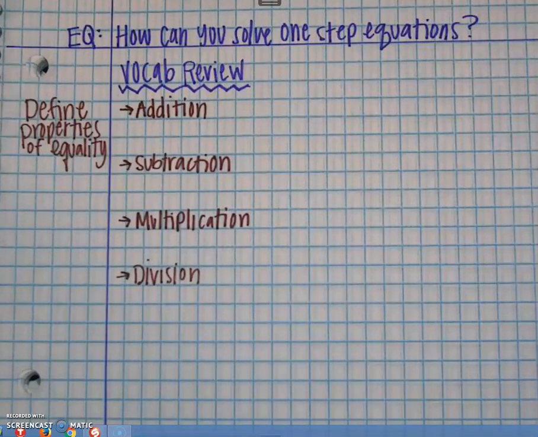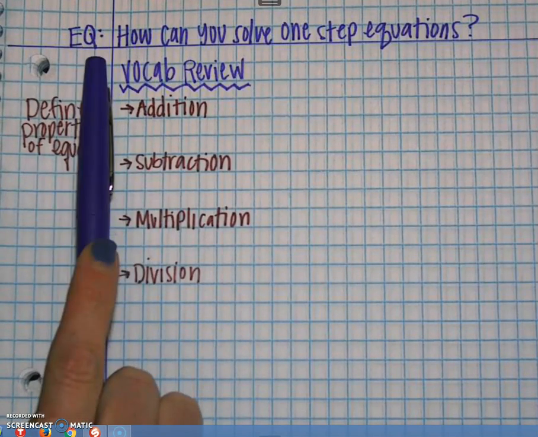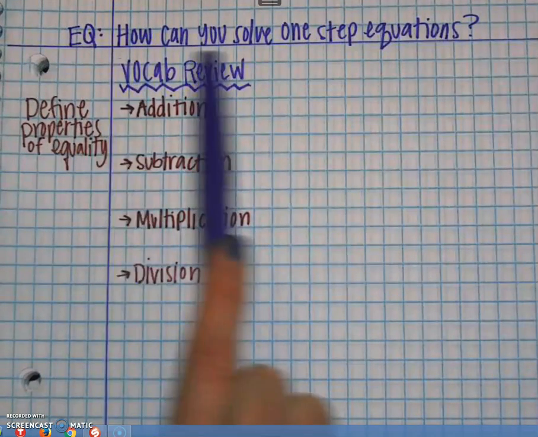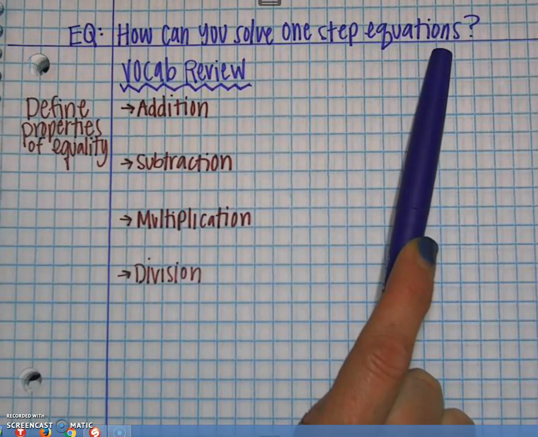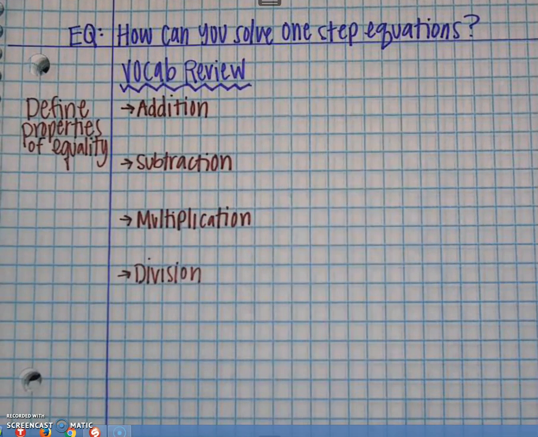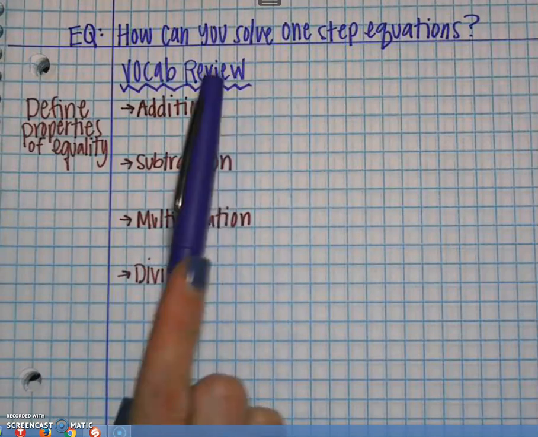Okay? So mine you're going to see in Cornell style because that's kind of something we do. We are in Abbott school. So you can see I kind of gave you an example of how they're going to start. So I have an essential question at the top. How can you solve one-step equations? That's more of a basic level question. We're just getting started with this. And you can see over here we're going to start with the vocab review.